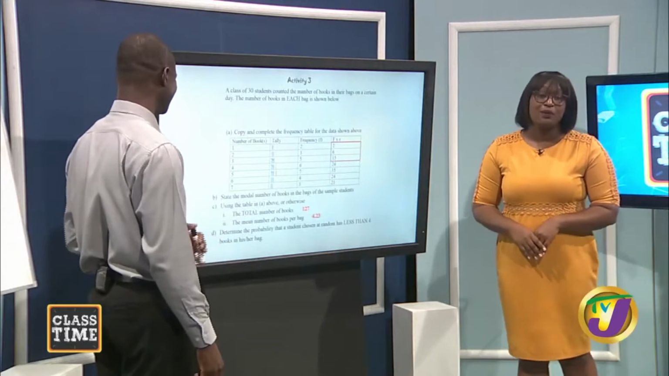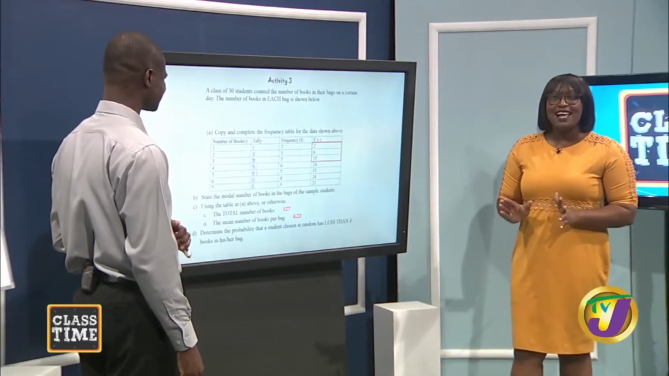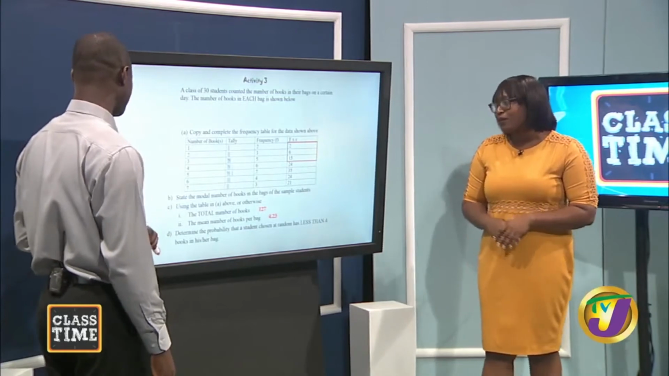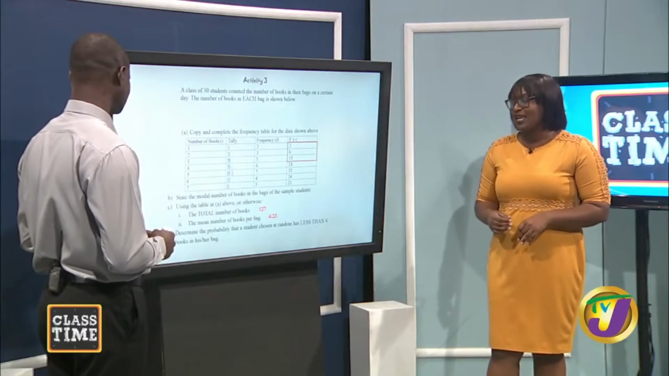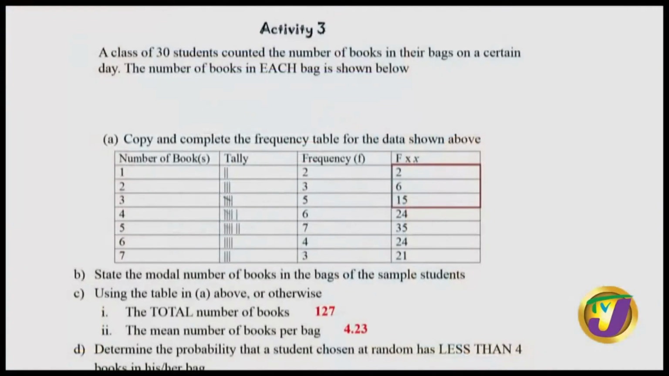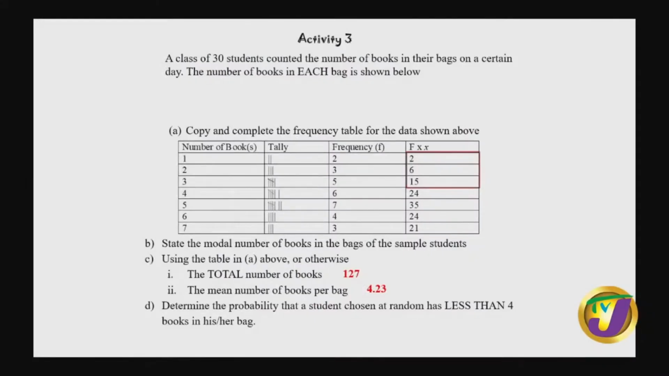So on average, we have 4 books per bag. Okay, the very last question now says, determine the probability that a student chosen at random has less than 4 books in his or her bag. Now the question is getting really interesting. Probability, what is that? Probability is simply a chance, a possibility. How possible is it? So at random, if I pick any student in this class of 30, I want to know what the chances are of getting a student with less than 4 books in their bag.